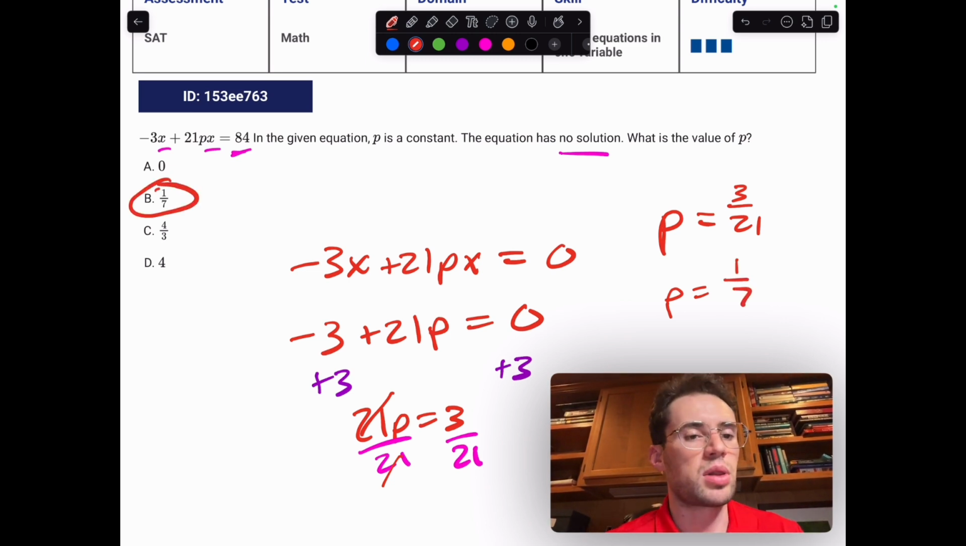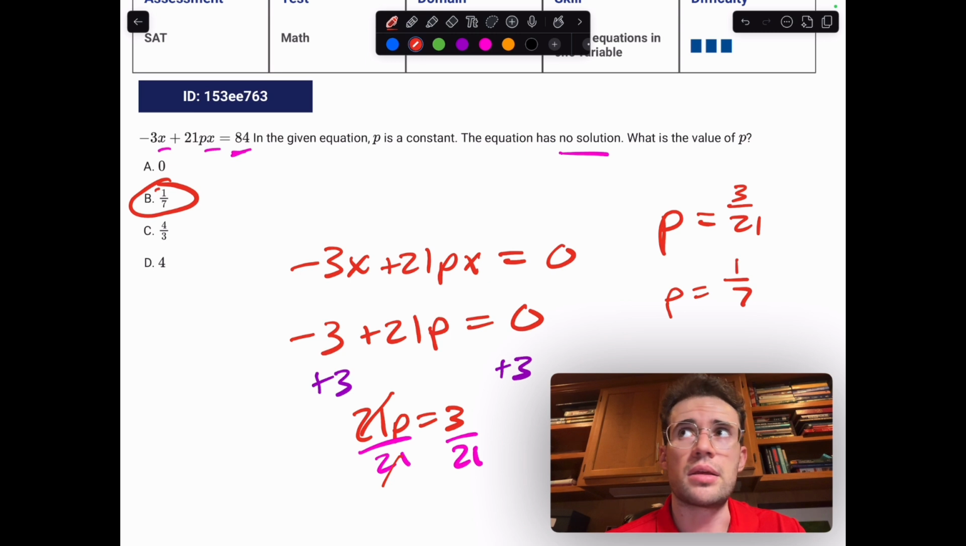If you want to test it out, just plug 1/7 in. 21 times 1/7 is 3. You get 3x. Negative 3x plus 3x is 0. 0 is never equal to 84. Right? If you plug in any of these other options, like 21 times 0, that would be negative 3x plus 0x. So negative 3x equals 84. There is a solution for that.